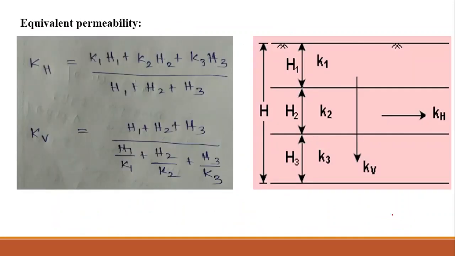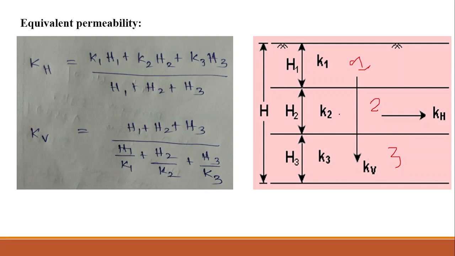Coming to the next one. For example, if you have soil layers arranged in this manner, you can see this is soil 1, this is soil 2, and here soil 3, and you are asked to find the equivalent permeability for these 3 layers. These three permeabilities are different. On the basis of these three layers, you can find an average or equivalent permeability.